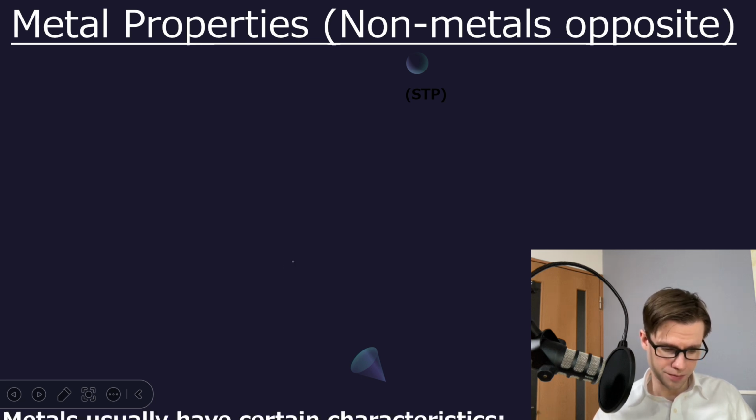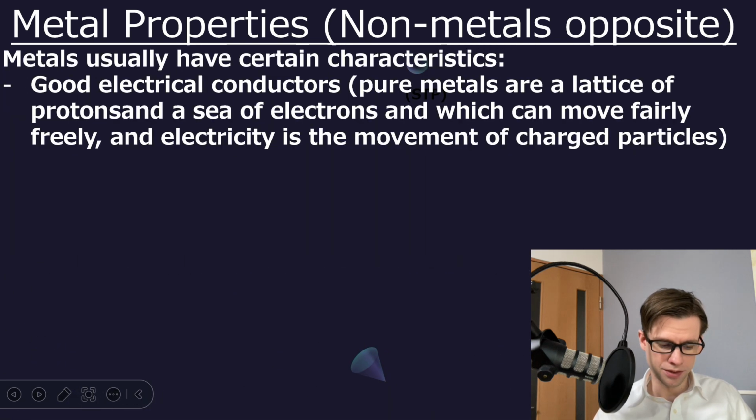So let's review metal properties. Metals usually have certain characteristics. They're good electrical conductors. Pure metals are a lattice of protons and a sea of electrons which can move fairly freely, and electricity is the movement of charged particles. So electrons being able to move freely provides an opportunity for a charge to flow, and that is electricity, conductivity.